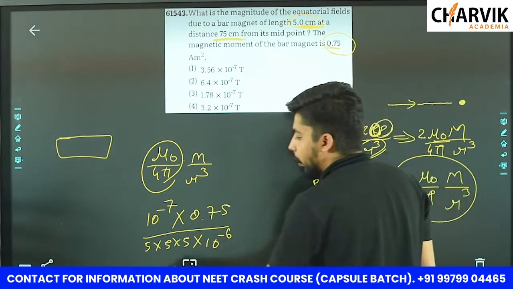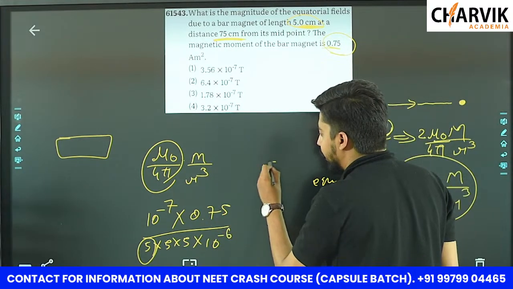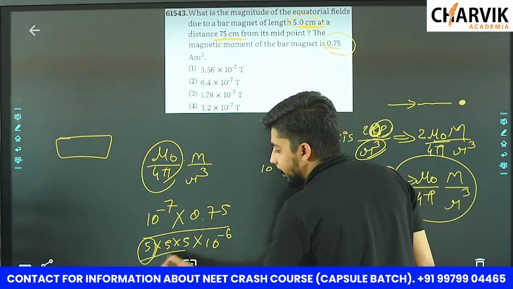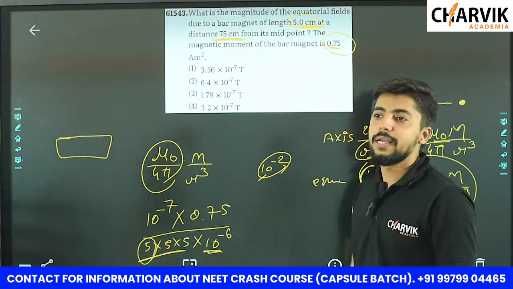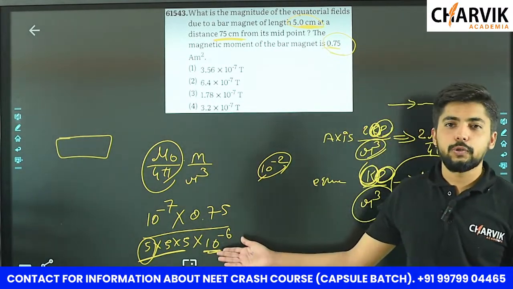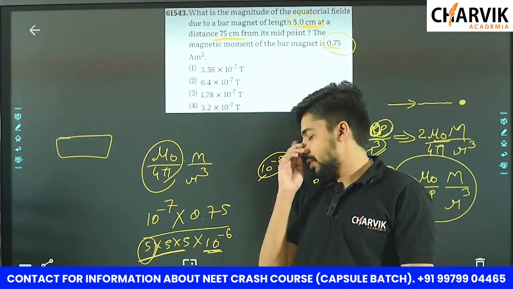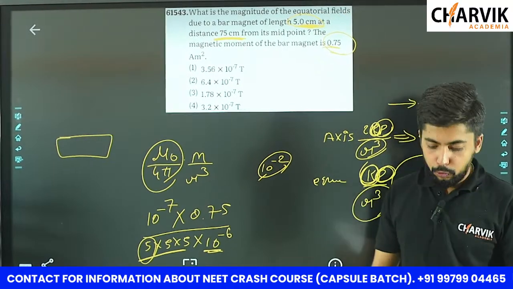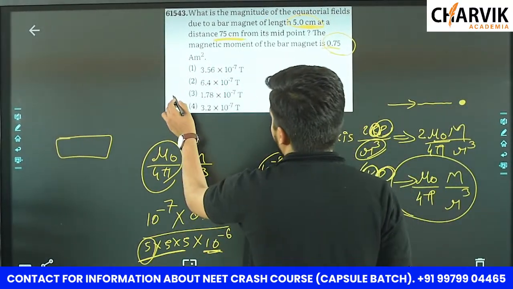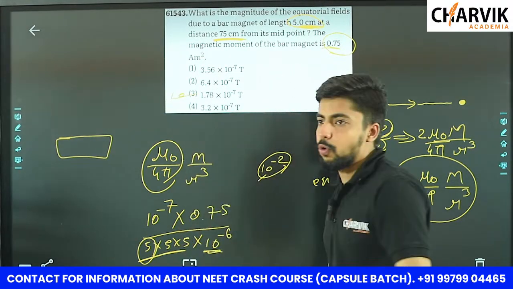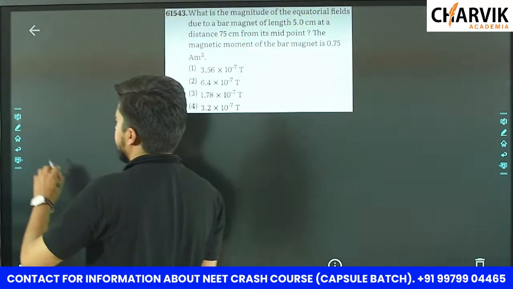Because you need to convert this 5 centimeter into meter. For one time it will be 10 raised to minus 2, and for 3 times it will be 10 raised to minus 2 three times, so it becomes 10 raised to minus 6. Again, I have placed the values for you. Just use the calculator, place all the values in the calculator, and you will get the answer. This answer will be equal to 1.78 into 10 raised to minus 7 Tesla. Okay, let us move to the next question then.